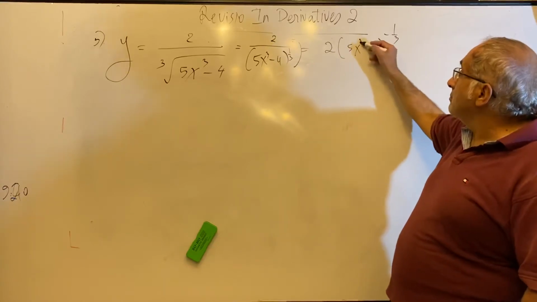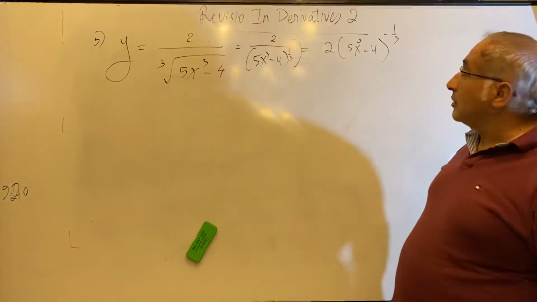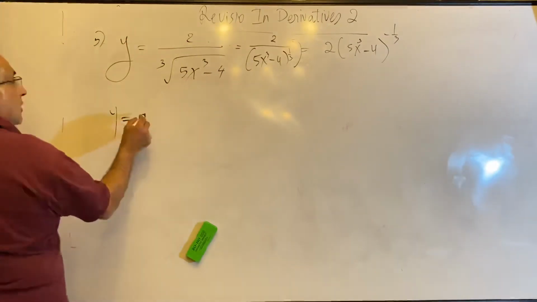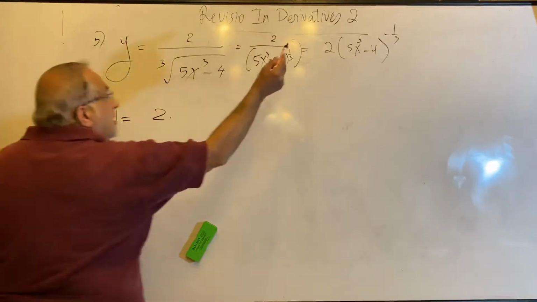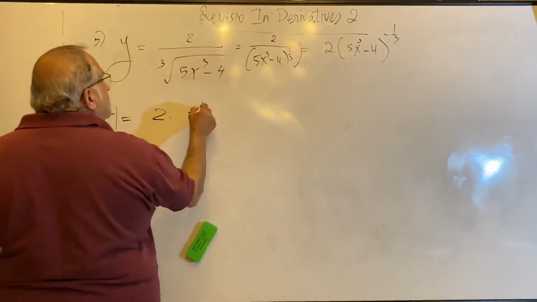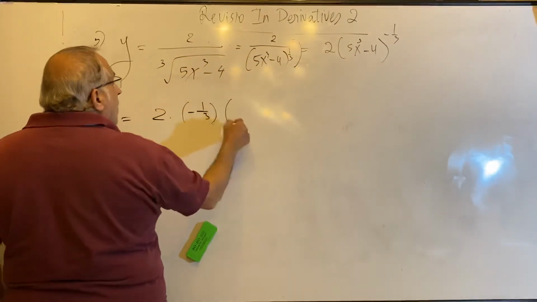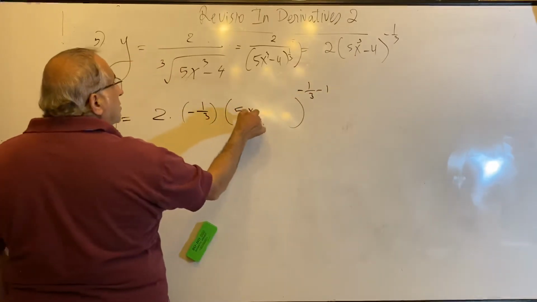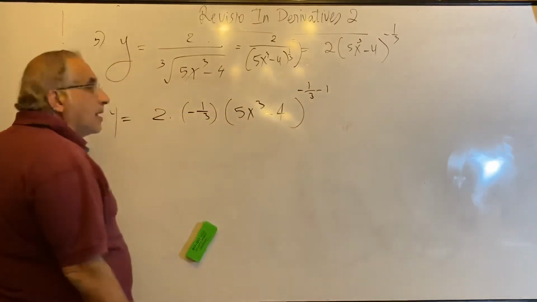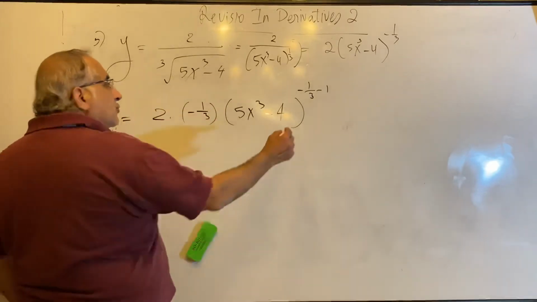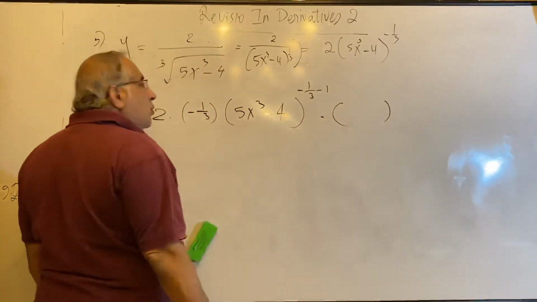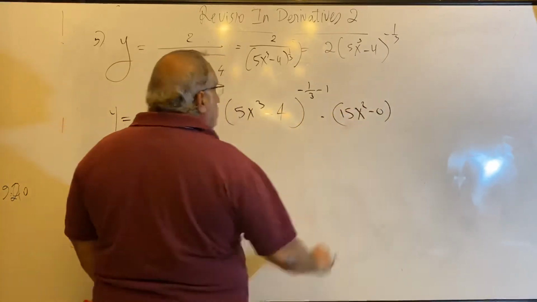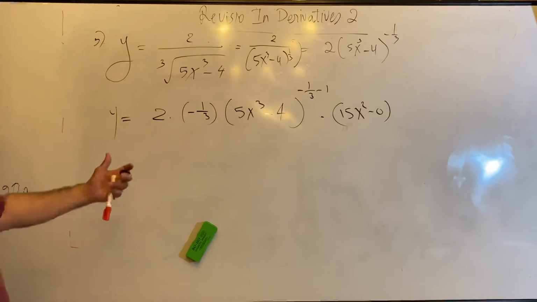To me, I like it this way. You maybe don't like it, it's okay. So the derivative of that: leave the 2, bring the 1/3 down. This is the power rule. And make sure the power is minus 1/3 minus 1. Don't touch this. And the derivative of the inside, take it out, which is what? 15x squared minus 0. Actually, I'm perfectly done.